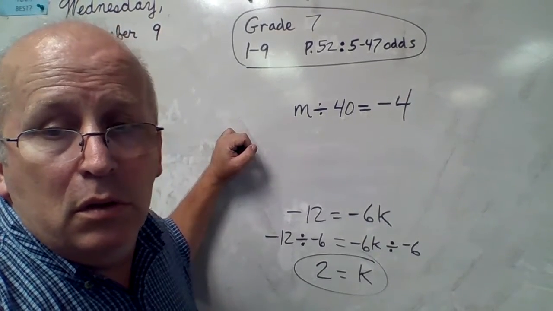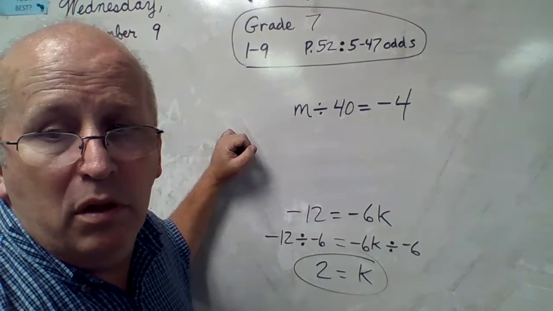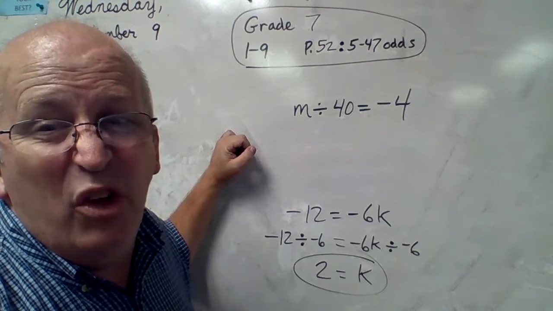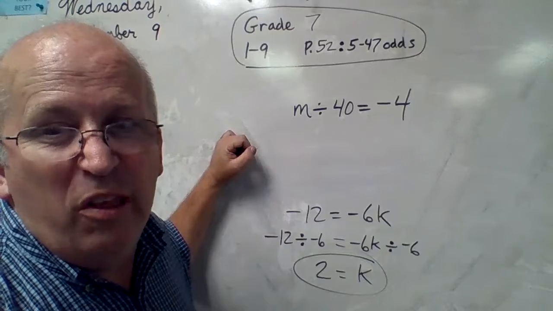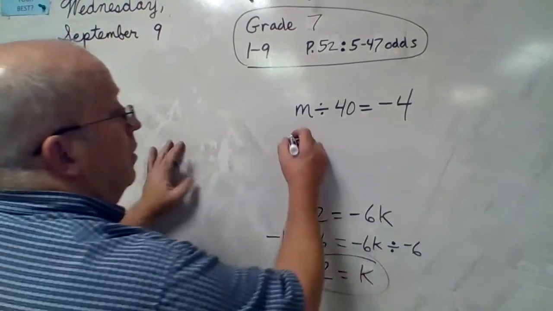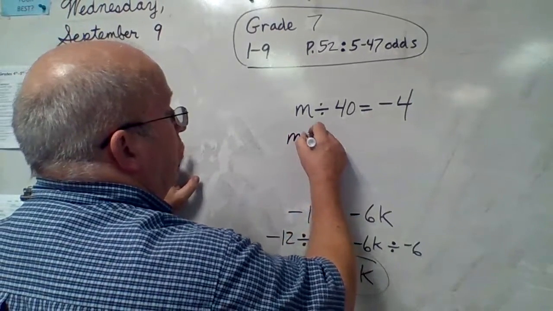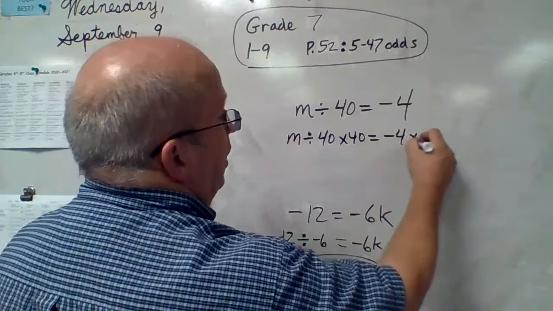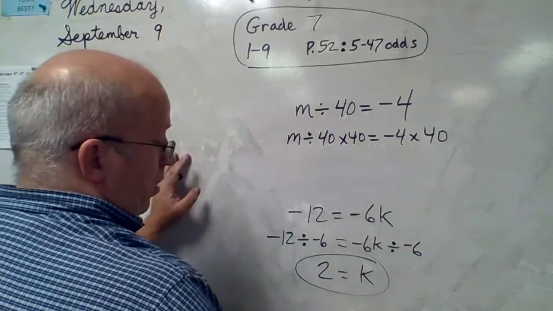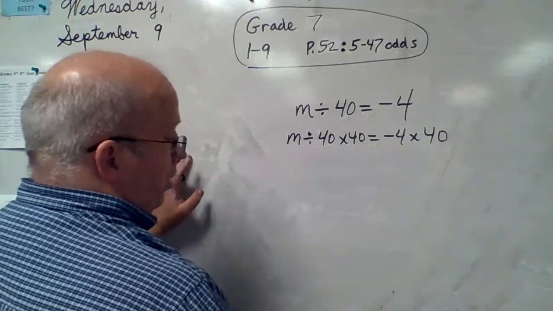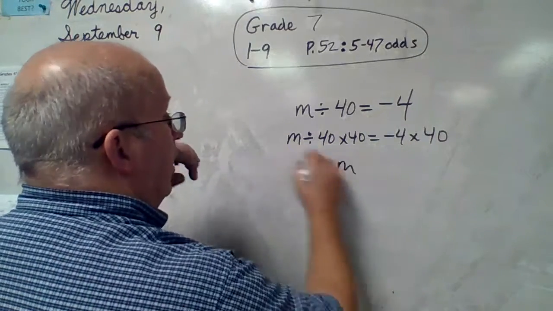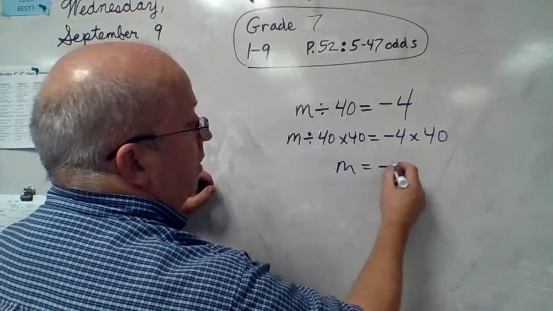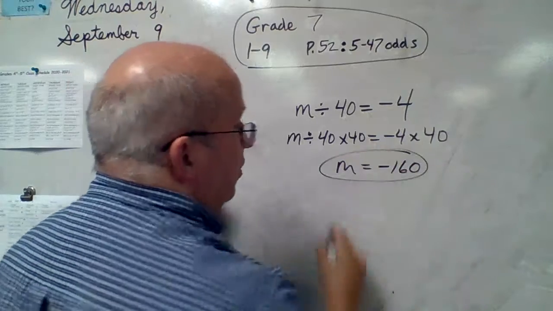Well, the variable is m. It's on the left side of the equation. It's attached to the 40 by division. What's the opposite of dividing by 40? The opposite of dividing by 40 is multiplying by 40. So I'm going to do that to both sides of the equation. And when I do that, I get m on this side because the 40s cancel off. And on this side, I end up with negative 160.